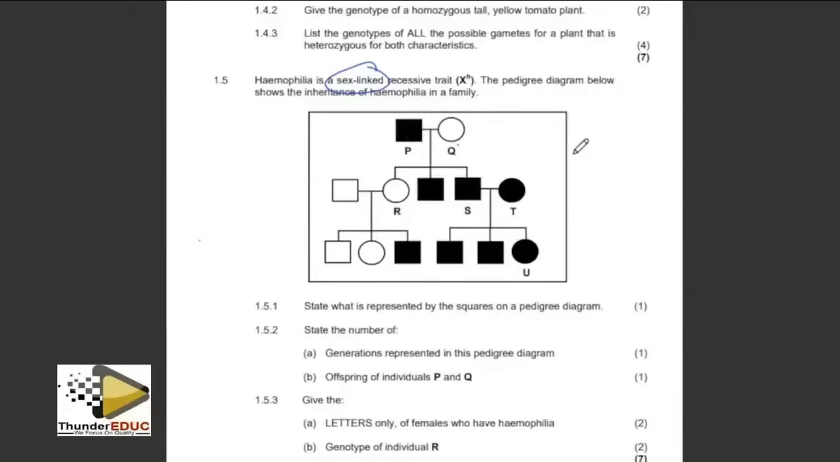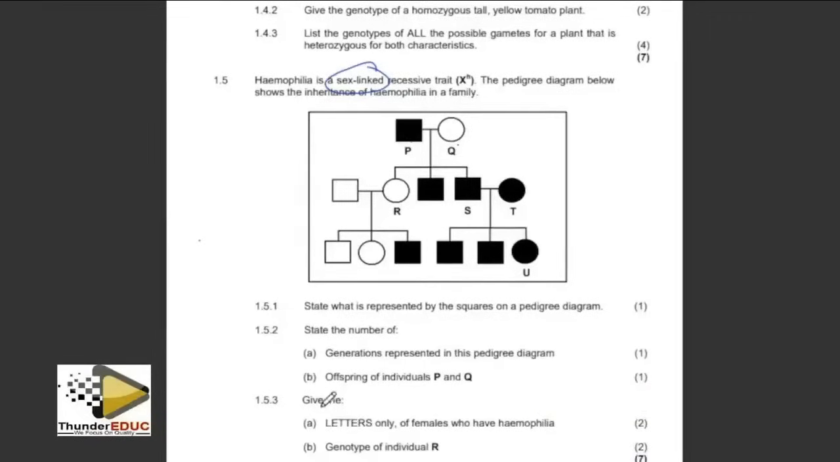Now they are saying, state what is represented by a circle. We have said the circle means a female. State the number of generations. We have talked about them. There are 3 generations. Offspring of P and Q: state the number of offspring. The same thing, this one and this one only got married to that, so they are intruders.